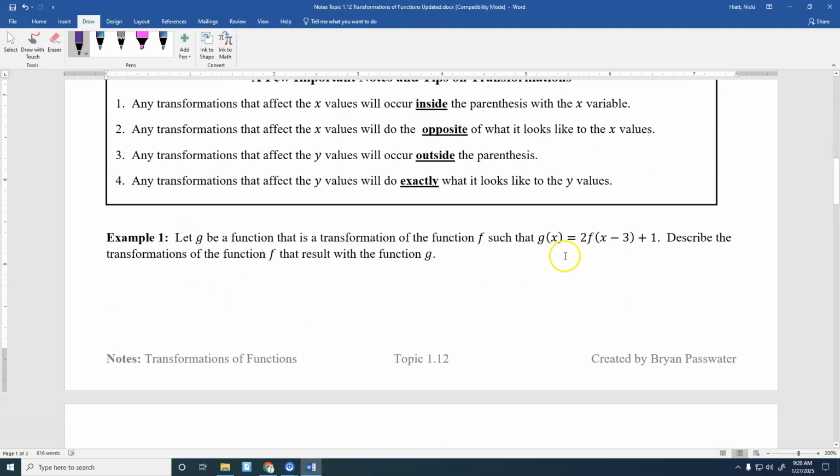So for this example here, g is a transformation of the function f, such that g of x equals 2f of x minus 3 plus 1. Describe the transformations of the function f that will result in the function g. So if we look at the transformations that have happened here, I'm going to start with our translations because I think they're the easiest to do.